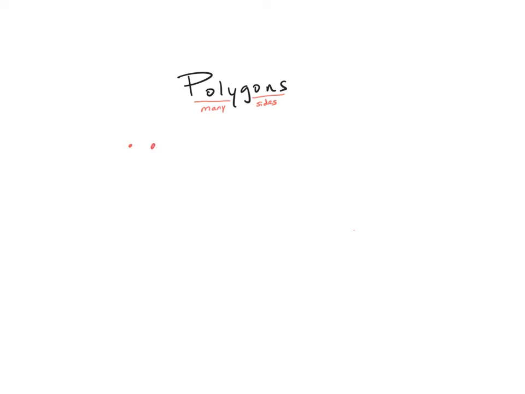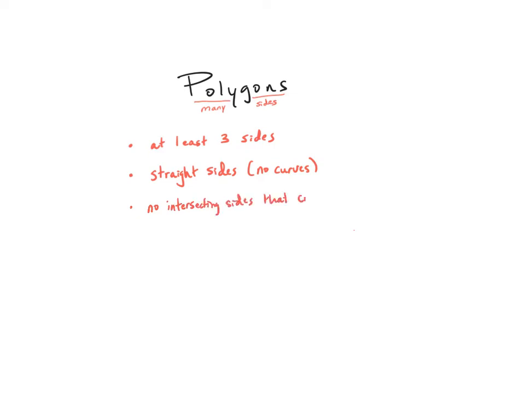So I'm going to put at least three sides. And one of the other features about those sides that we saw that all polygons have is that they have straight sides. I'll put in parentheses, no curves. We saw that some of the non-polygons had intersecting sides that crossed, and none of the polygons did. So I'm going to put on here, no intersecting sides that cross. And then lastly, we said that all of our polygons were closed figures.